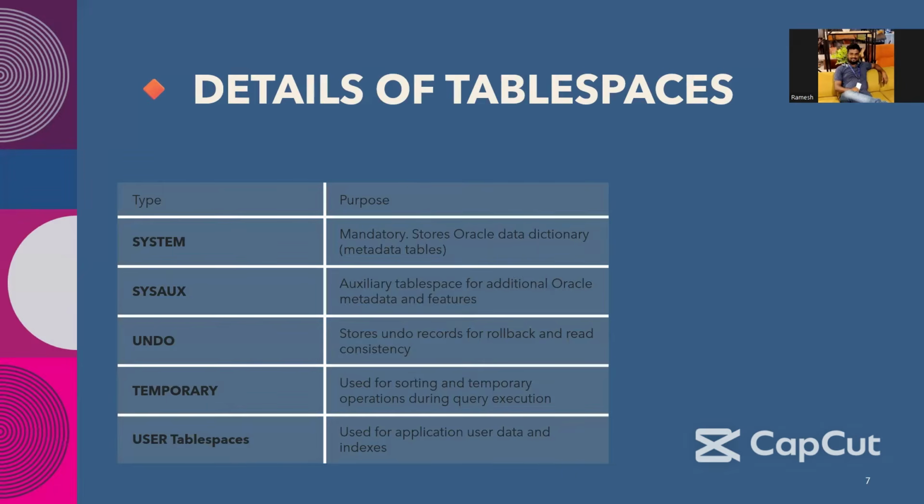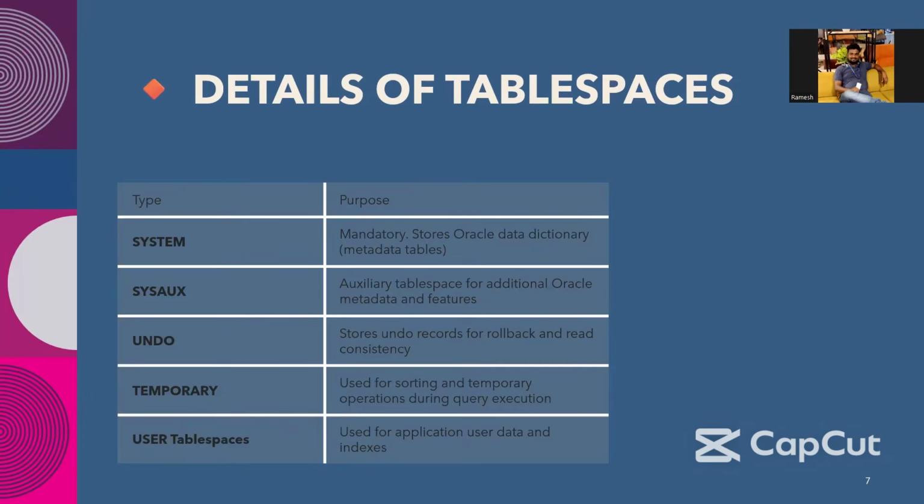First, the system table space. It is mandatory. It will store our data dictionary tables and things like user privileges. All that kind of information is stored in the system table space. We do not recommend storing our business data in the system table space. Is my point clear?